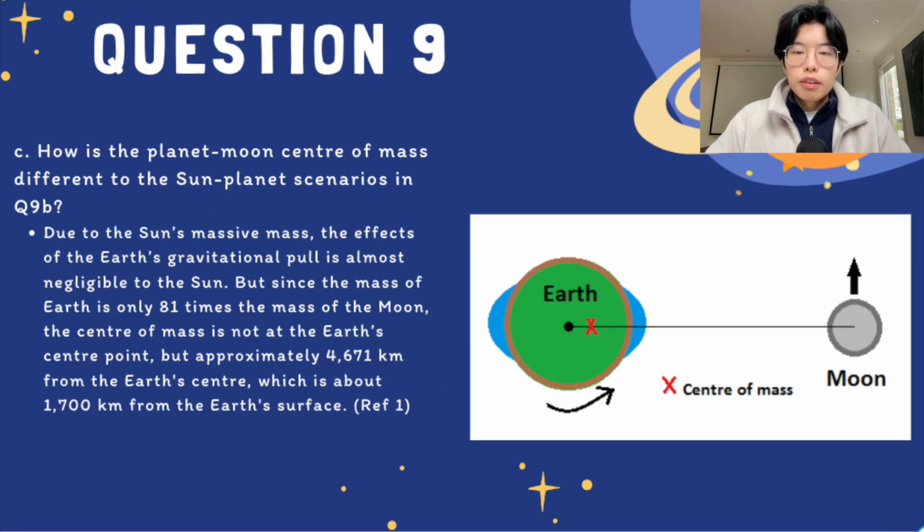And due to this, the effects of the Earth's gravitational pull are almost negligible to the Sun, because of the Earth's smaller mass under Newton's law of universal gravitation. But since the mass of Earth is only 81 times the mass of the Moon, the center of mass is not at the Earth's center point, but approximately 4,671 kilometers from the Earth's center, which is about 1,700 kilometers from the Earth's surface.